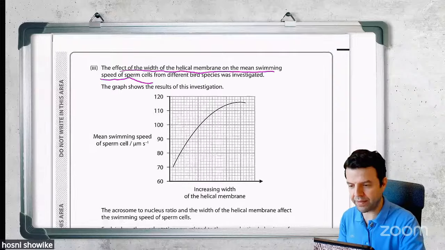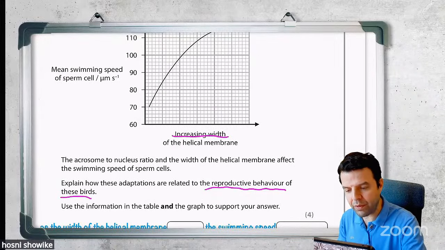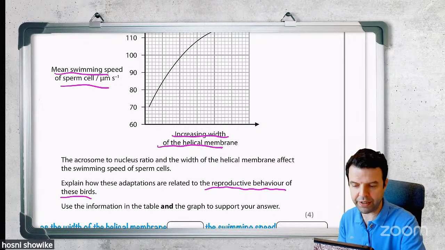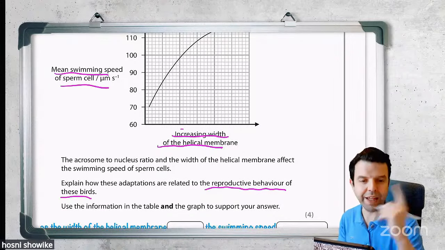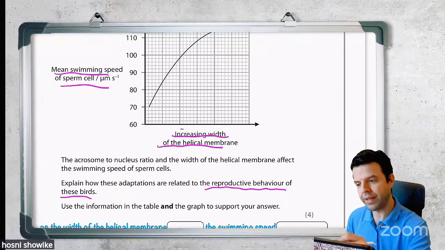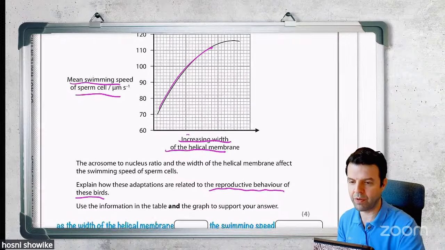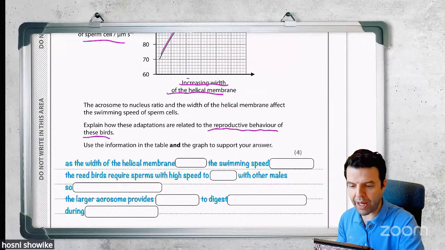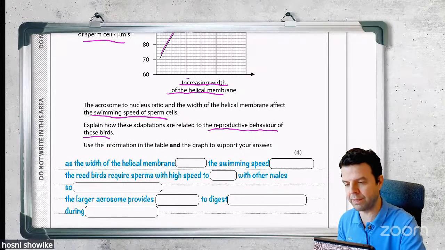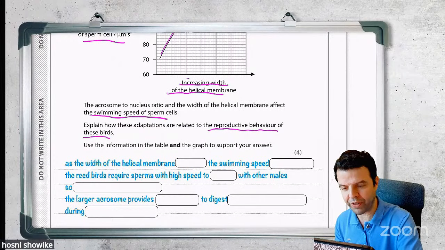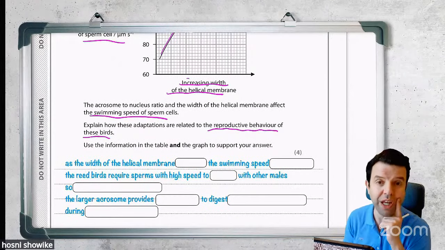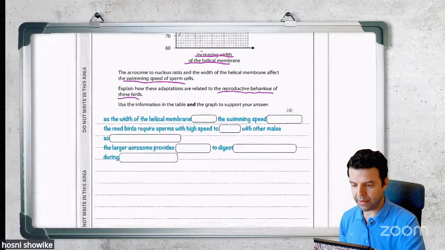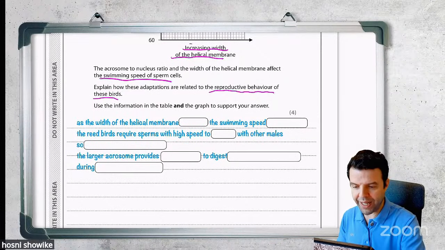So the question here says, increase in the width versus swimming speed. What do we see here? We see as that helical membrane is wider, the swimming speed is more. The acrosome to nucleus ratio and the width of that membrane affect the speed. Why does the acrosome affect that? Because it is supposed to digest through the jelly coating. So use information and the graph to support.